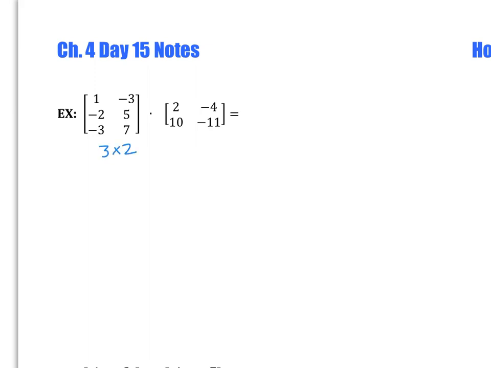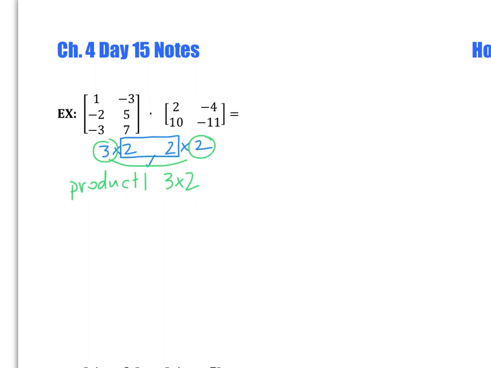This second matrix has 2 rows by 2 columns. So I box these guys. Do they match? Yes, they do. So we can go ahead and multiply. Thinking ahead, what are the dimensions of our product matrix going to be? So our product will be a 3 by a 2. So 3 by 2 is what we should get in the end.